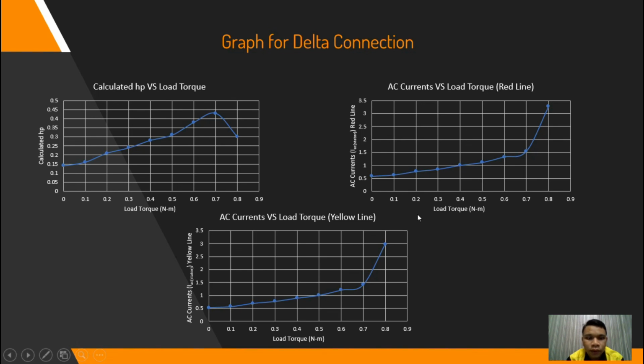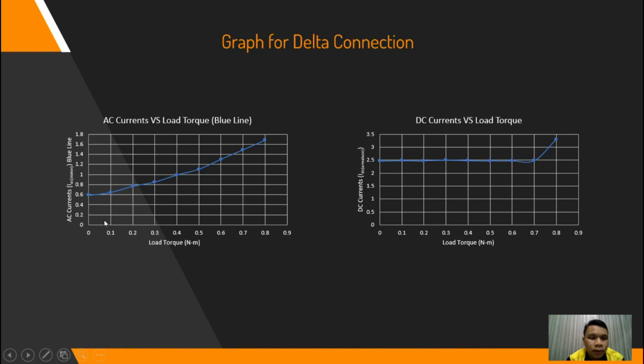Next we go to the graph for the delta connection. Also the same as the star connection. When we increase the load torque, the calculated HP and AC currents for the red line and yellow line will keep increasing also, but the current is higher than the current produced from the star connection. Also for the blue line, the AC current is directly proportional with the load torque.